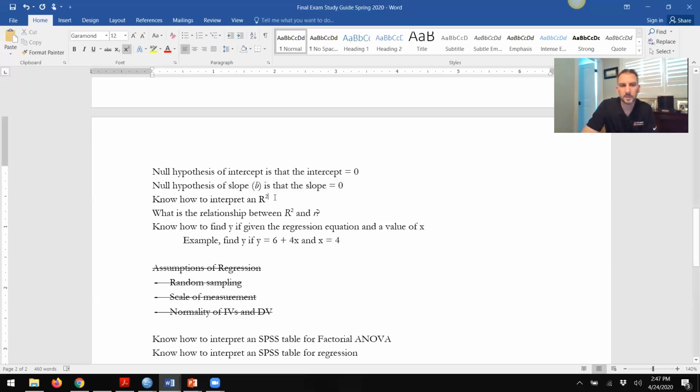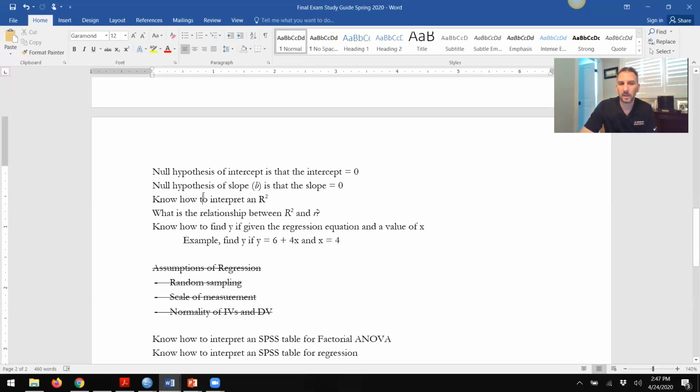Okay, and again, the initial idea is there's no relationship, that regardless of what you are in x, your y is always the same. That's the null hypothesis. Only when you can reject the null hypothesis can you say, oh, the actual prediction is better if I take into account the x.